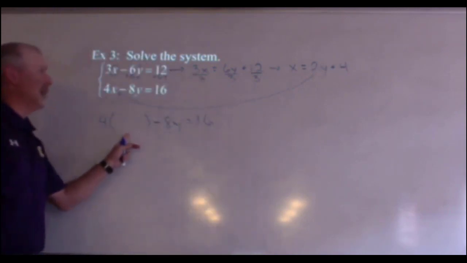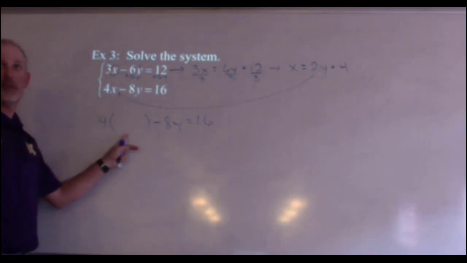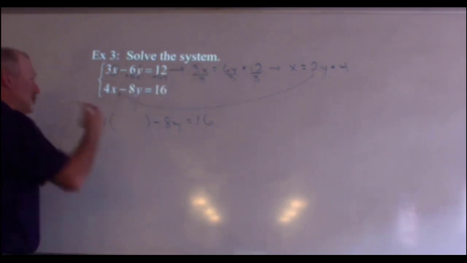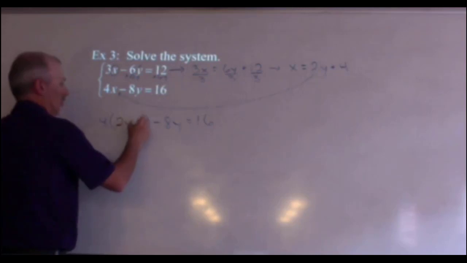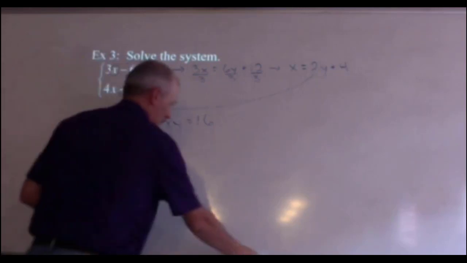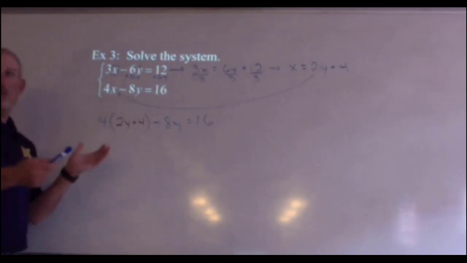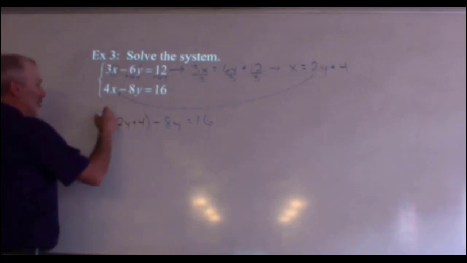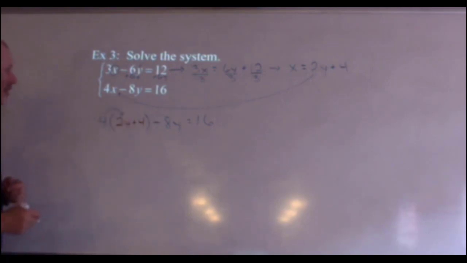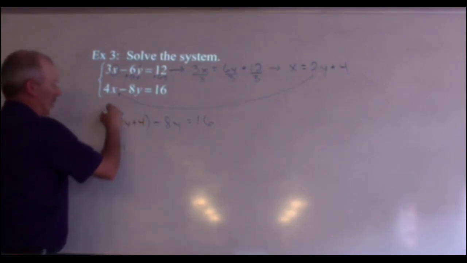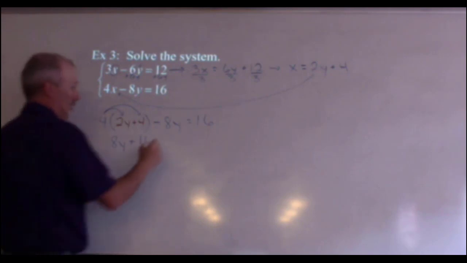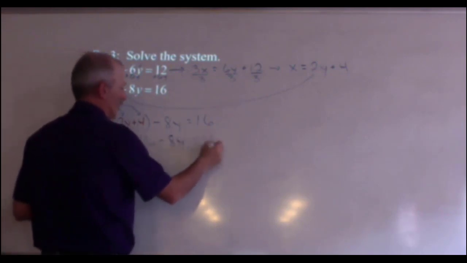What am I going to put in place of this x? Yeah, what we just figured out, right? x equals 2y plus 4, so that's what we put in here. Okay. So then, again, we've only got y's now, so we're just going to work through trying to get this y by itself. The first thing we want to do is distribute. So 4 times 2y gives us what? 8y. And then 4 times 4 gives us 16. And then minus 8y equals 16.